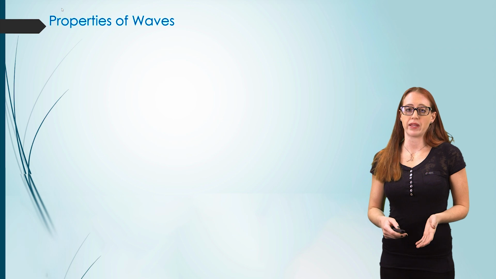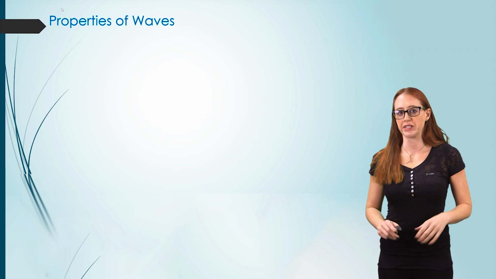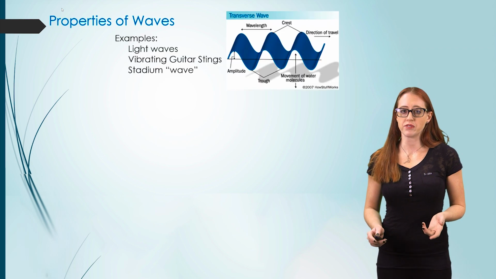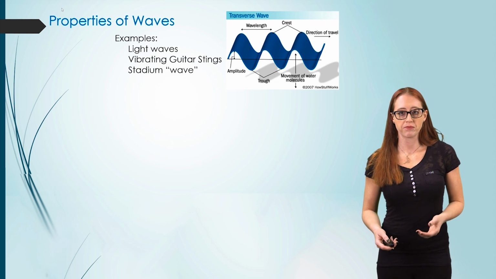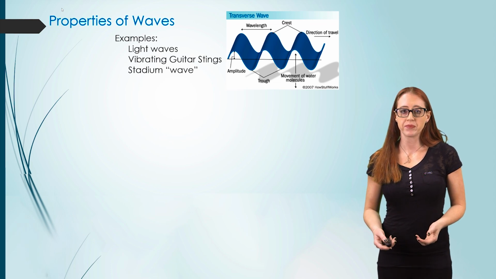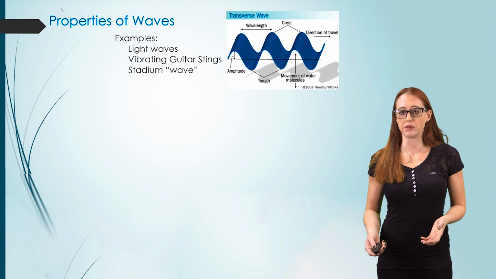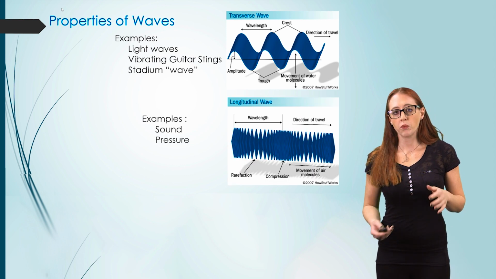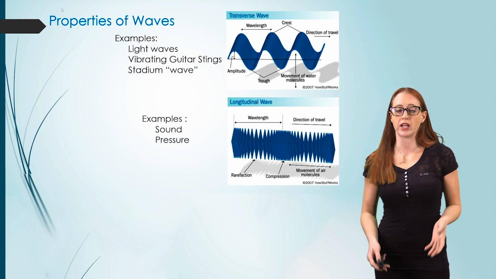There are two types of waves, as well as some blended versions that we aren't going to be discussing here. A transverse wave includes things like light waves, or if you were to pluck a guitar string, while longitudinal waves include sound and pressure waves. We're going to be spending all of our time in this chapter on transverse waves.